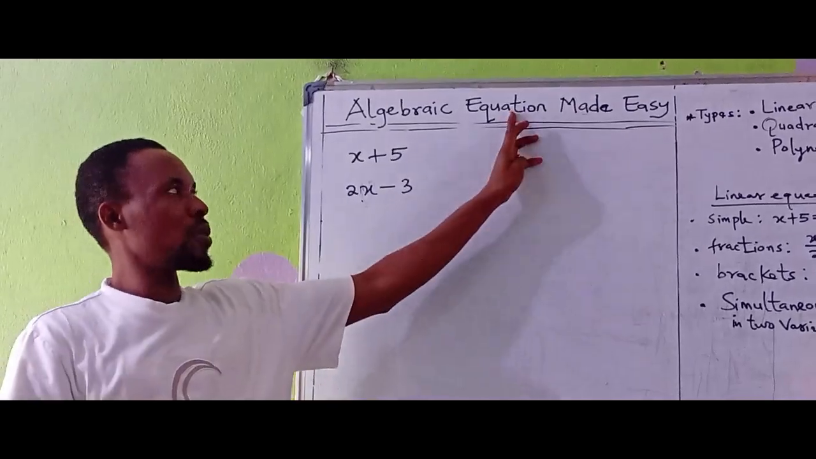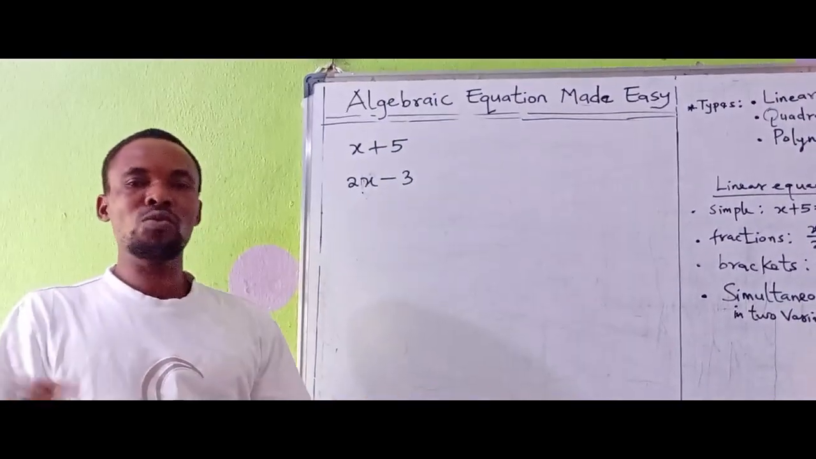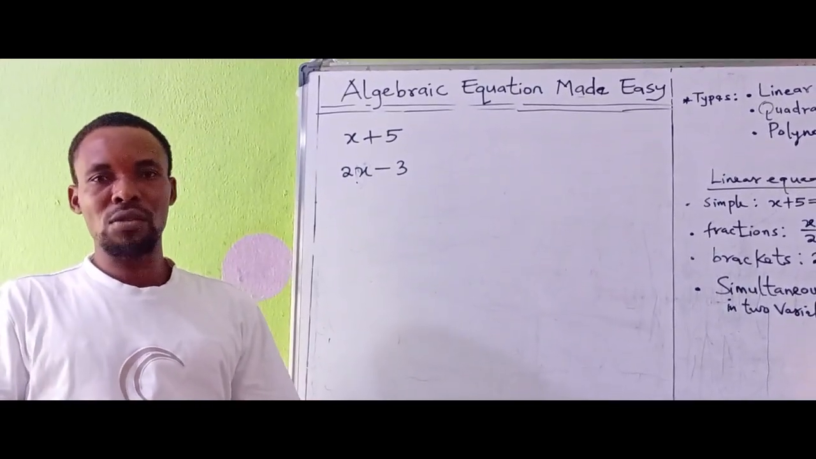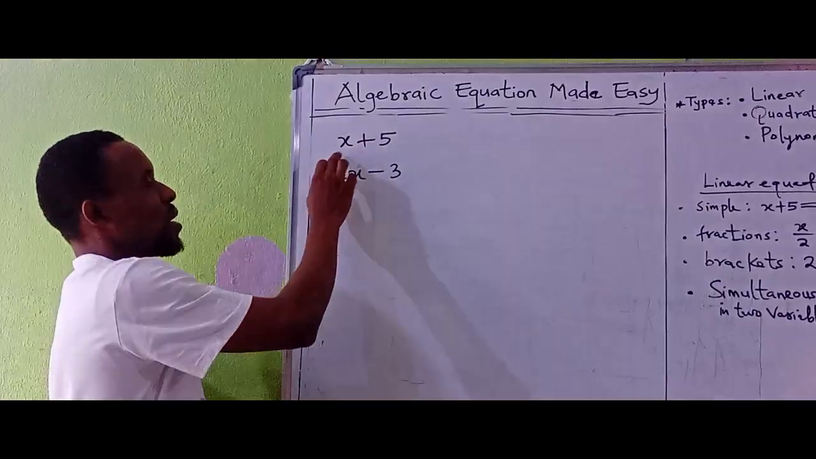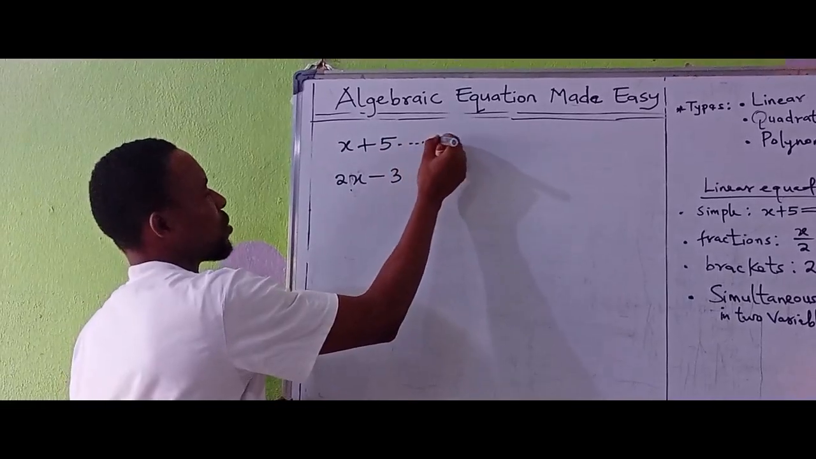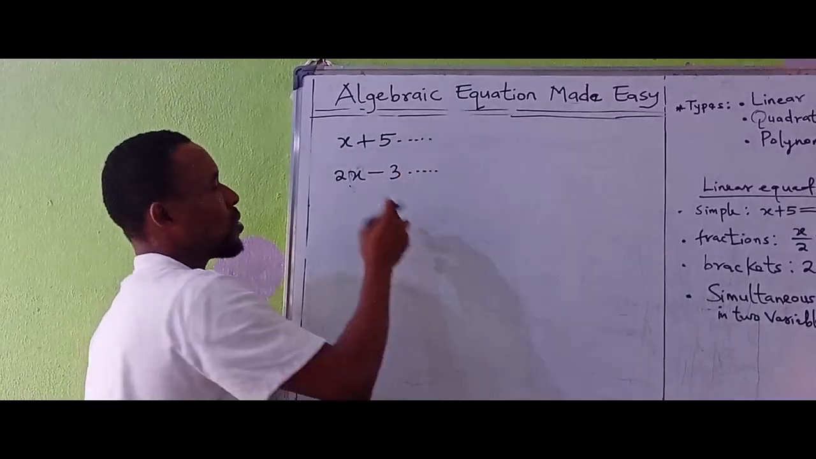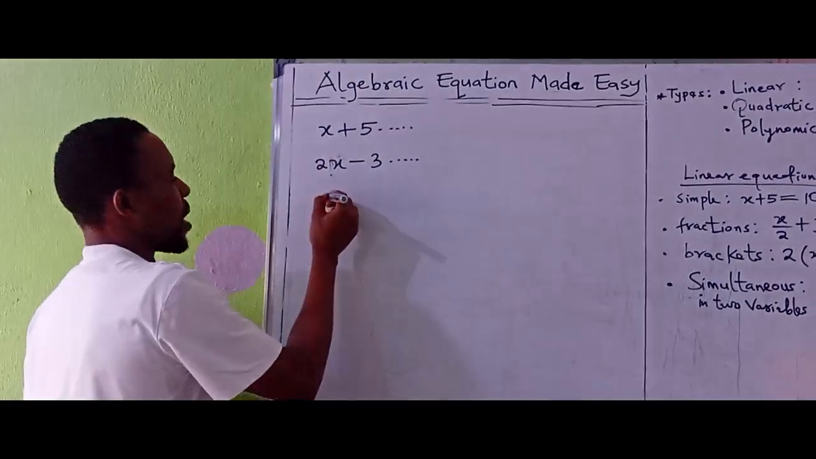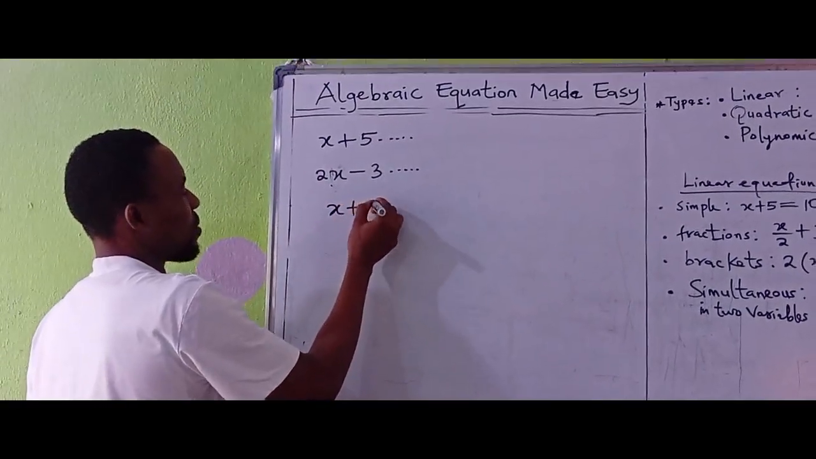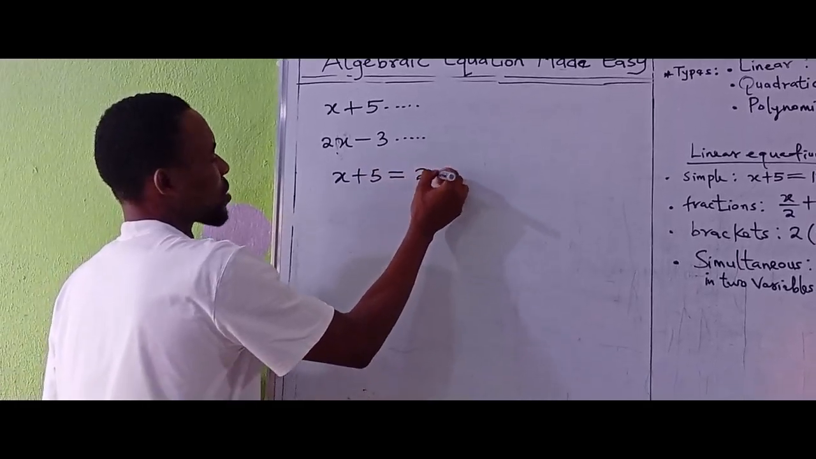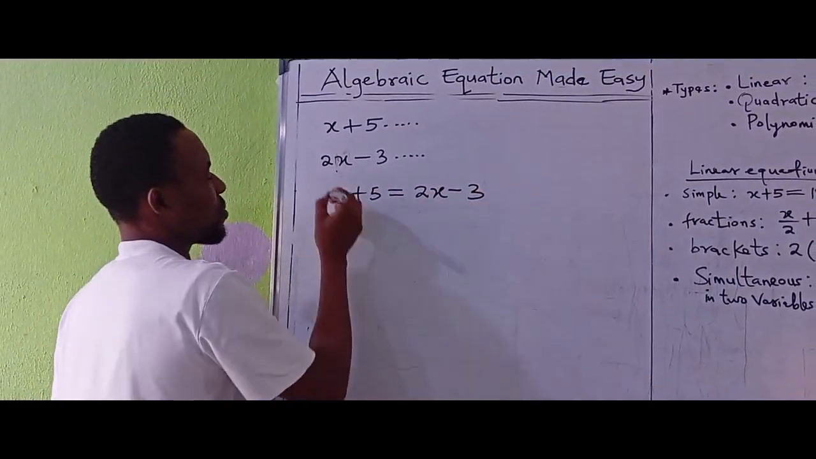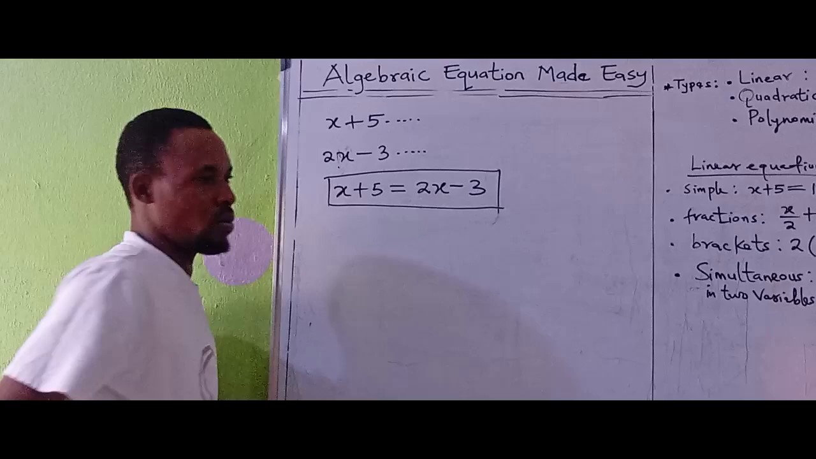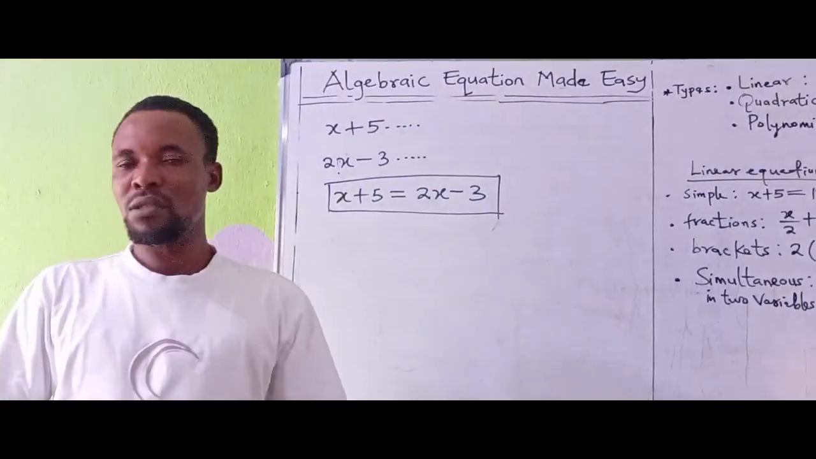But when we say algebraic equation, we are simply saying two expressions are equal. And usually we use an equality sign to do that. So if I want to change this first expression and this second one to an algebraic equation, I will simply say x plus 5 is equal to 2x minus 3. Now, this is called an algebraic equation, right? I hope that is understood.